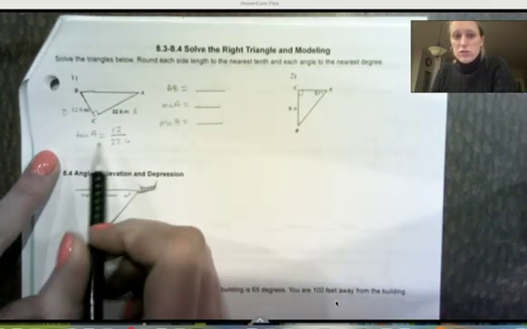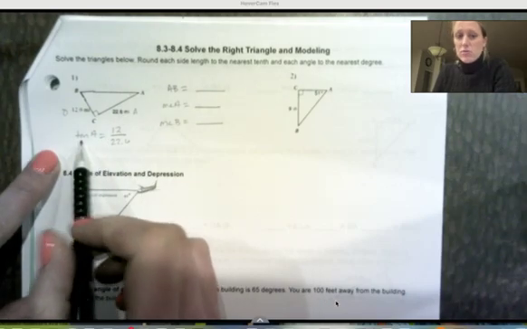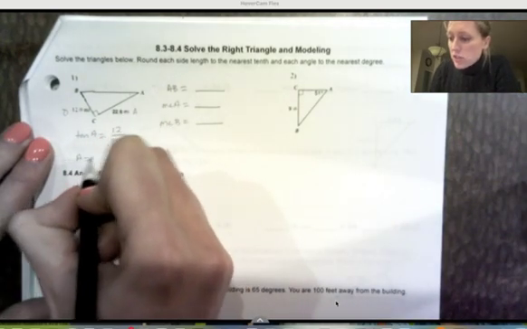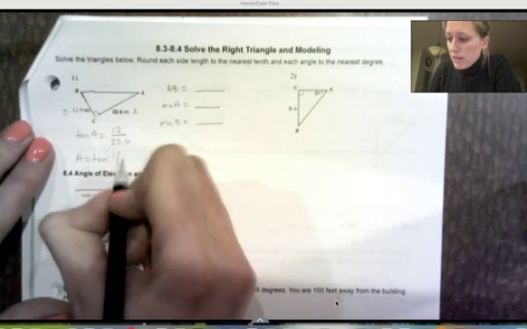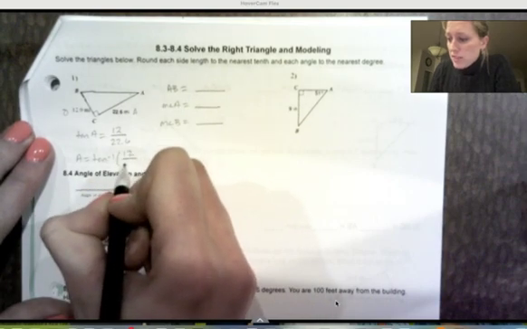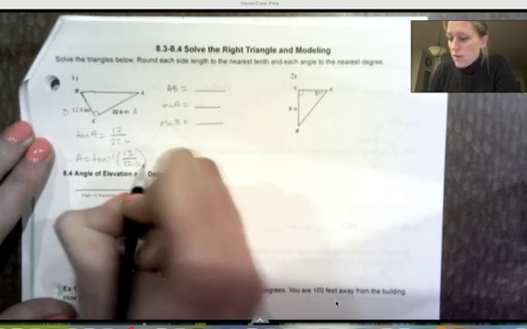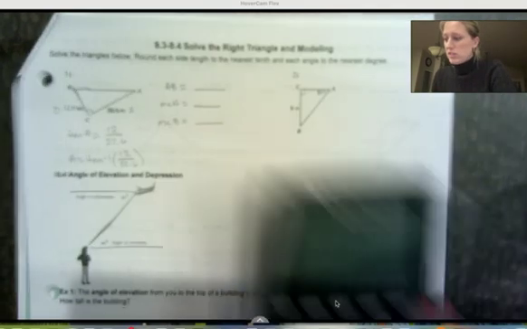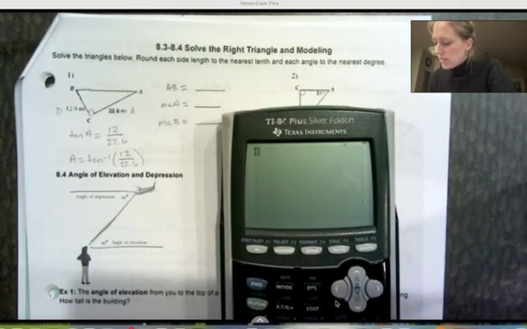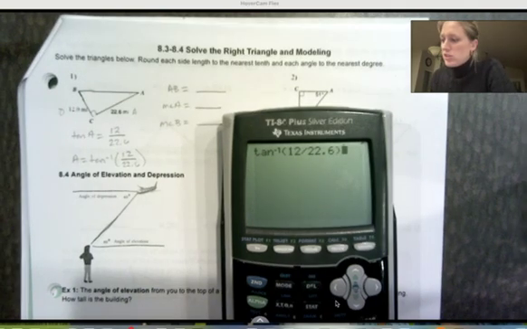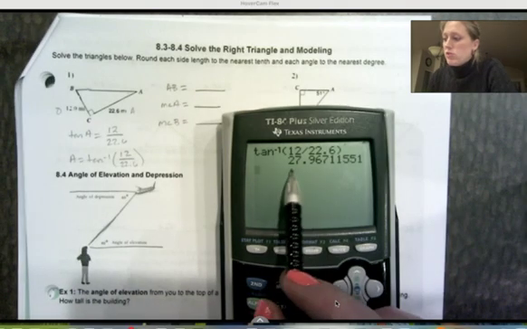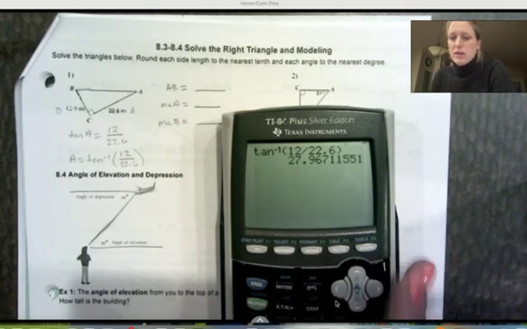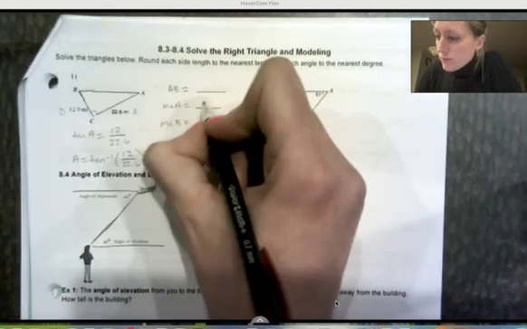And then remember, to get A by itself and get rid of tan, we're going to do the inverse. So angle A is going to be tangent inverse of 12 over 22.6. We're going to enter that in the calculator: second tan to get the inverse, 12 divided by 22.6. The directions say we're going to round all angles to the nearest degree. So the 9 is going to bump that up to 28 degrees.